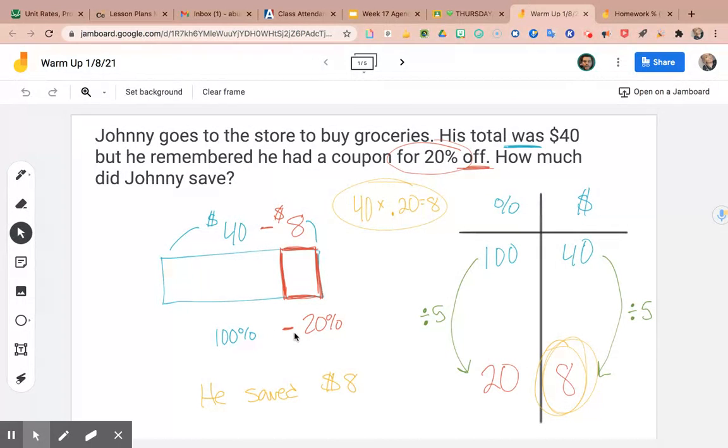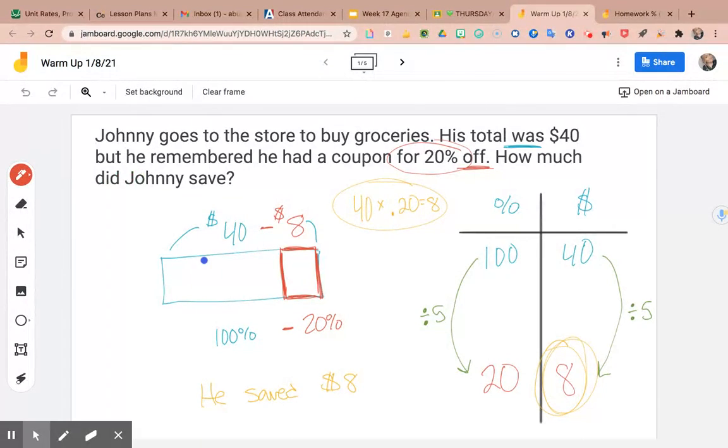So I'm gonna subtract the 20% on the bottom, not on the top, because the top is money. So percents with percents. So it took off the 20%, I put it with 100%. I always start at 100. And I'm usually adding or subtracting percents. So I'm taking off 20% and I'm trying to figure out how much money that was. So if 100% is $40, I broke this into 5 pieces.